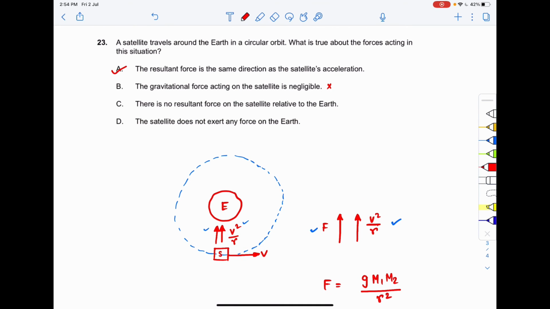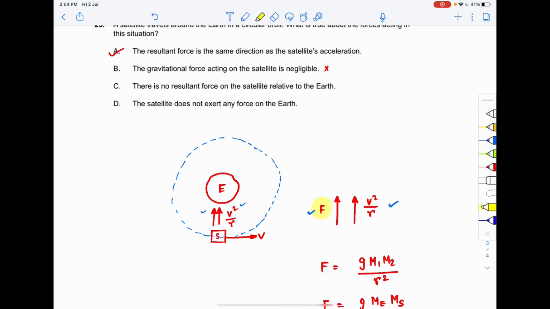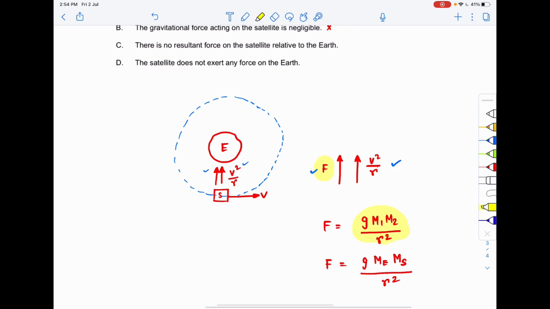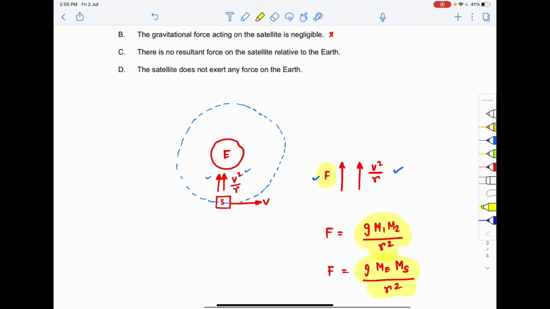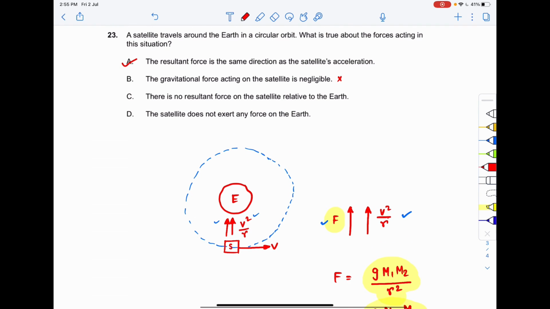Proceeding to the next option: there is no resultant force on the satellite relative to the earth. No, the earth provides a resultant force F. See, this is the resultant force that the earth provides on the satellite. So there is a resultant force on the satellite that is provided by the earth, so this option is also incorrect. Proceeding to the next option: the satellite does not exert any force on the earth. So this is also incorrect.